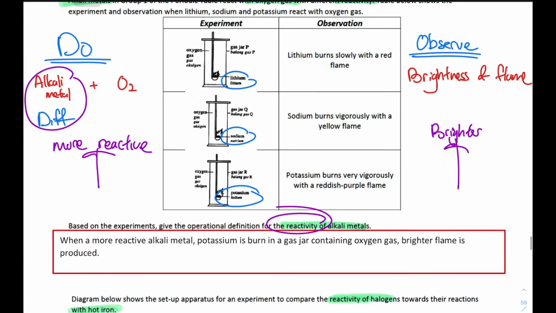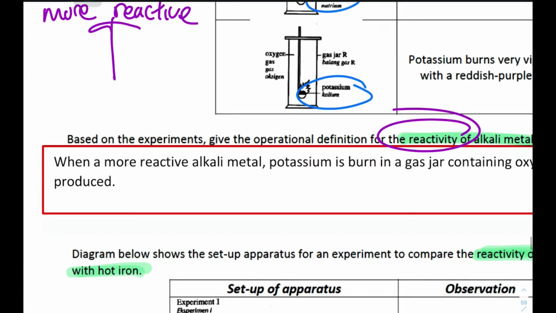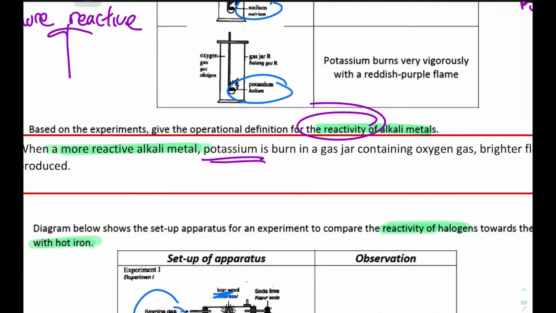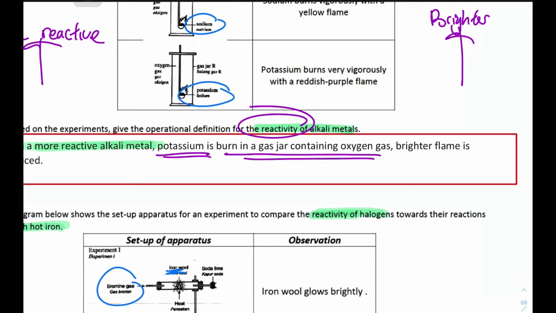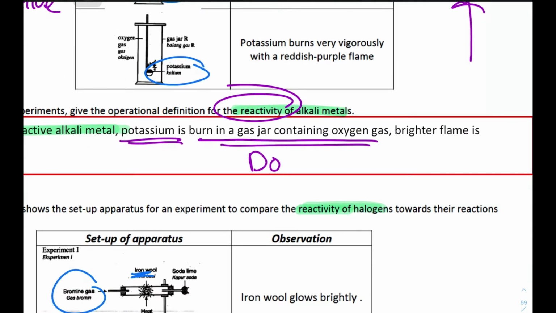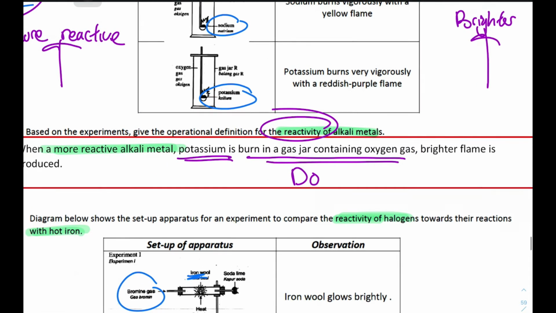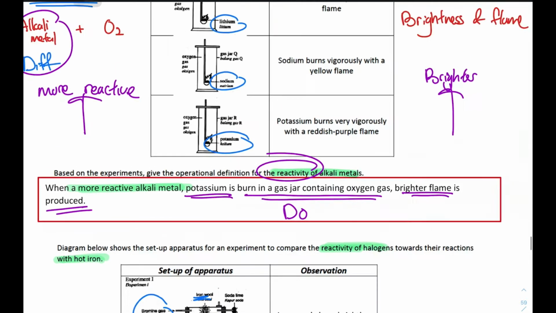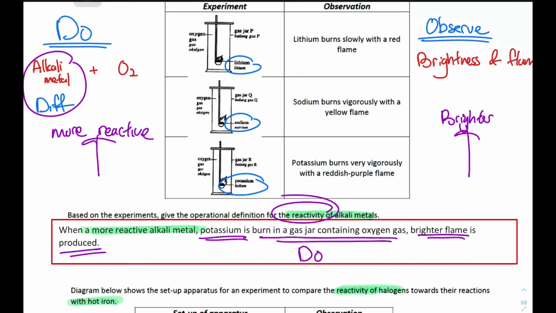So this is how I answered this question. I said a more reactive alkaline metal, for example potassium, burns in a gas jar containing oxygen gas. This is what we do in the experiment: we allow alkaline metal to burn in a gas jar containing oxygen gas. And then, by saying a more reactive alkaline metal burns with oxygen gas, a brighter flame is produced, you're telling people that if you do this experiment, the more reactive one is going to get a brighter flame. This statement includes everything.